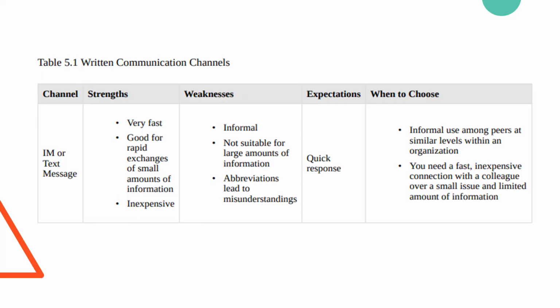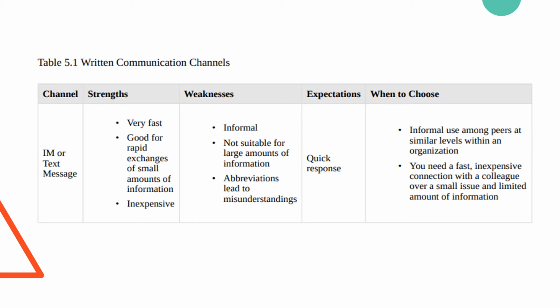So let's look at some advantages and disadvantages to written communication channels. So this is table 5.1 in your textbook. So the first channel let's look at is instant messaging or text message. So strengths, it's very fast, it's good for rapid exchanges of small amounts of information, and it's not very expensive.